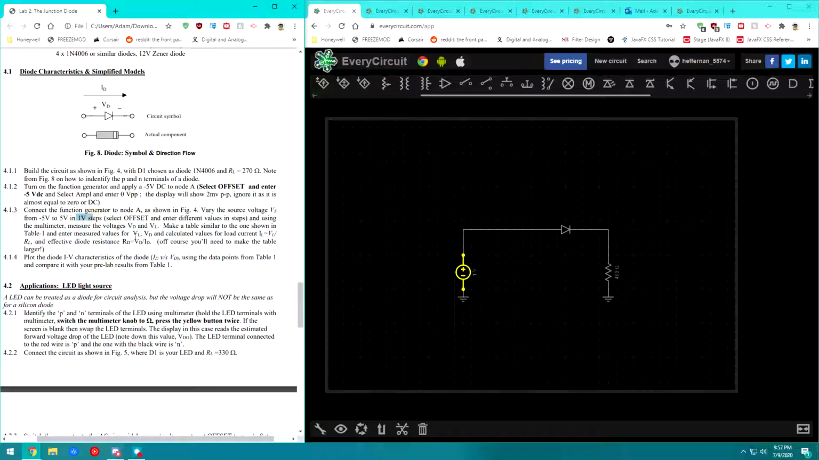We're going to do that, and then we're going to see the voltage through the load. We're going to see the voltage through the diode as well, and then we're going to calculate the resistance of the diode. So without further ado, let's go ahead and run the transient. And we'll bring this back down.